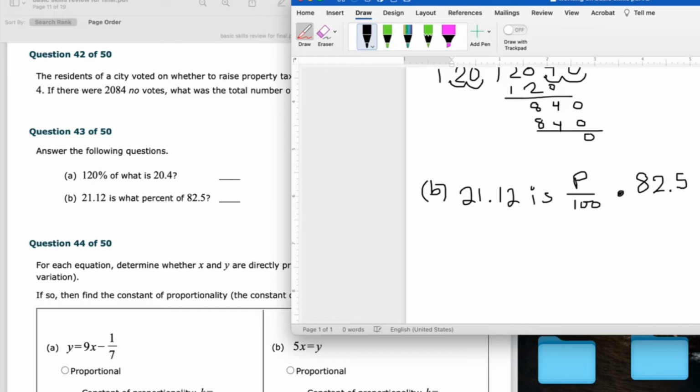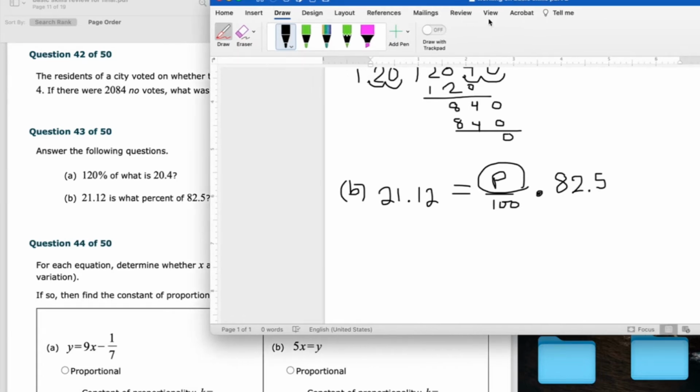Let's take the is and turn it into an equal sign. We're almost there, because we have 21.12 is what percent of 82.5. Now to get the P by itself, we really need to multiply both sides by 100 and then divide both sides by 82.5. So let's just multiply by 100 over 82.5.